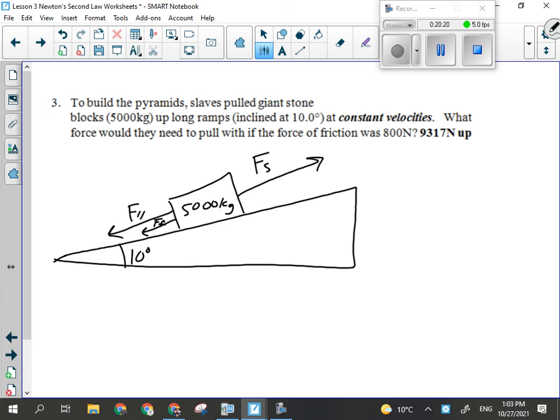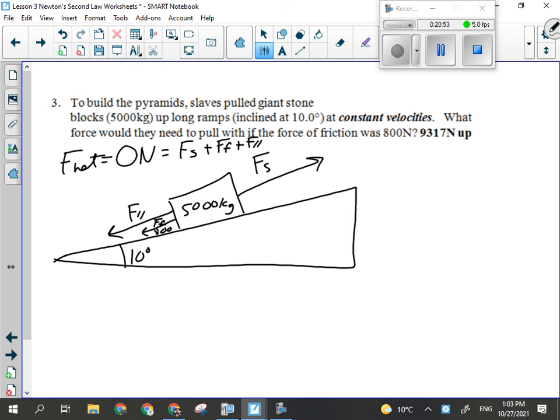So being told constant velocities told me a lot. It told me F net is 0 newtons, and that tells me that these three forces add up to 0. So if I can find out how much force in total is acting down the ramp, I will then know in total how much force is acting up the ramp. Agreed? I already know one of the forces acting down the ramp is 800 newtons. So that's helpful.